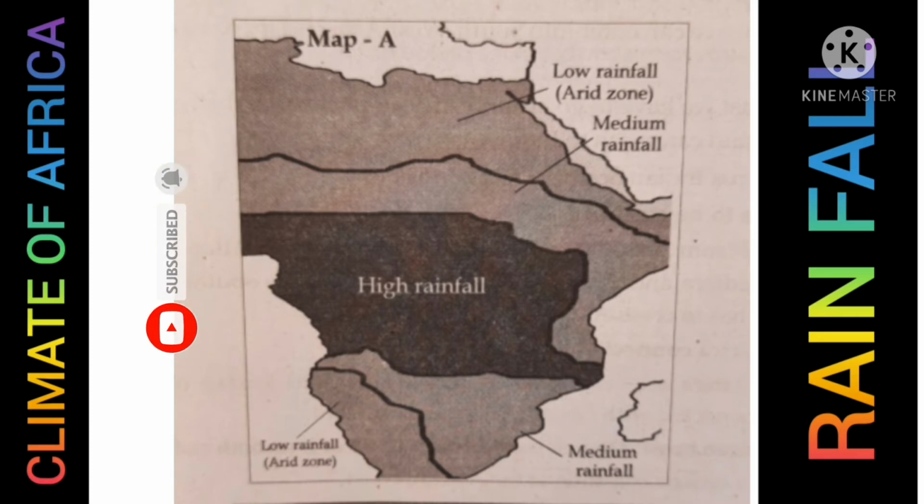Almost half of the northern part of Africa and the southwest part of Africa is an arid zone, that is, no rainfall for several years. Okay, so that is how Africa gets high rainfall, medium rainfall, and low rainfall at different places above the equator and below the equator. Okay, so this information will give you a clear understanding of the climate of Africa.